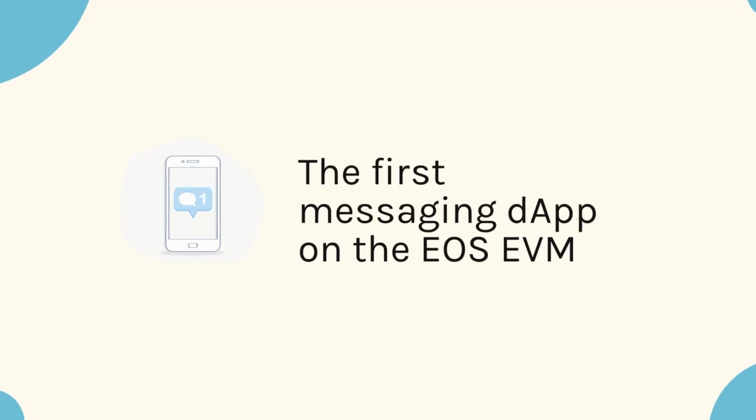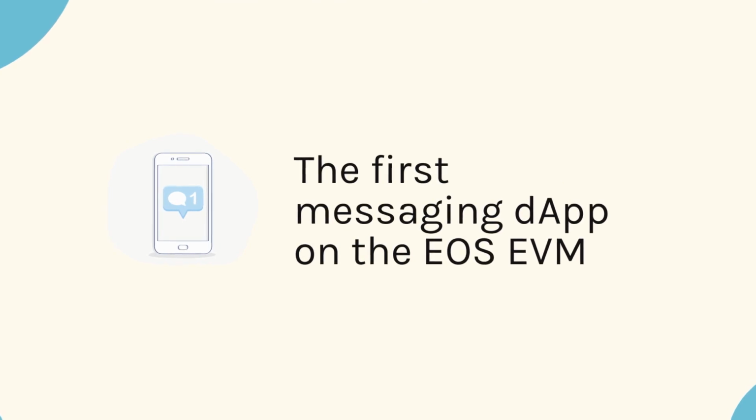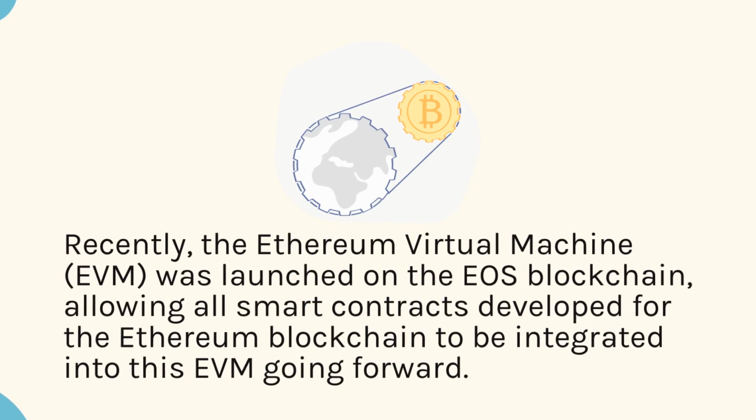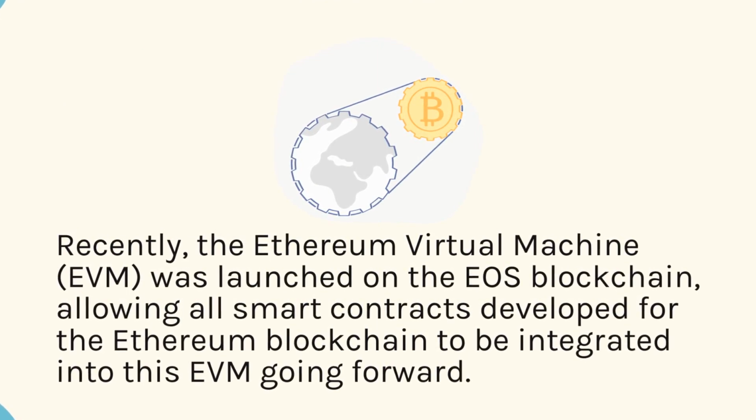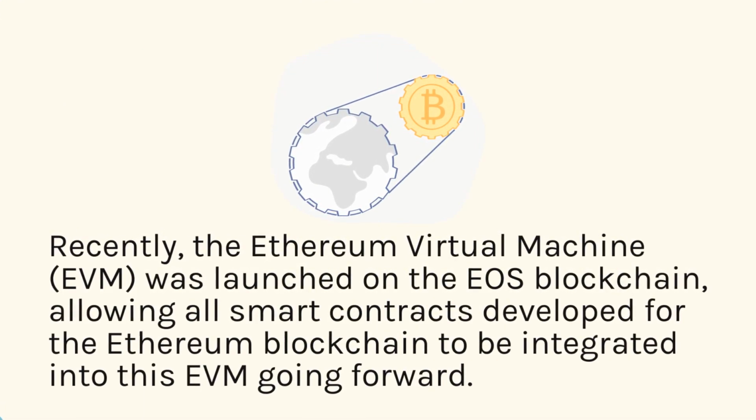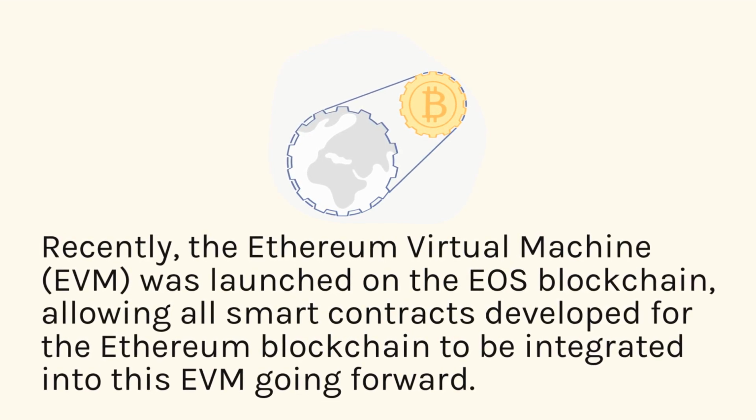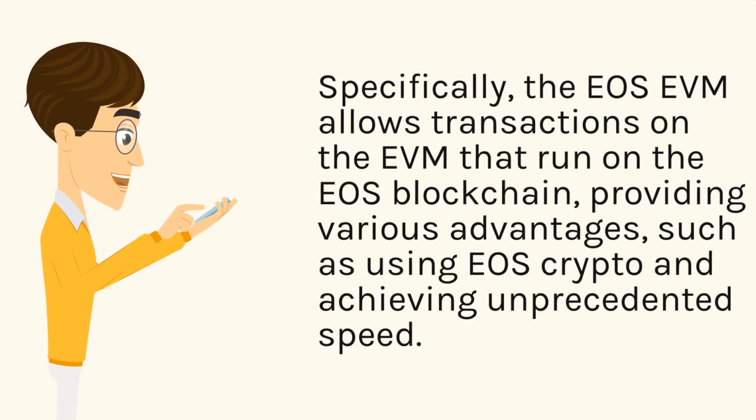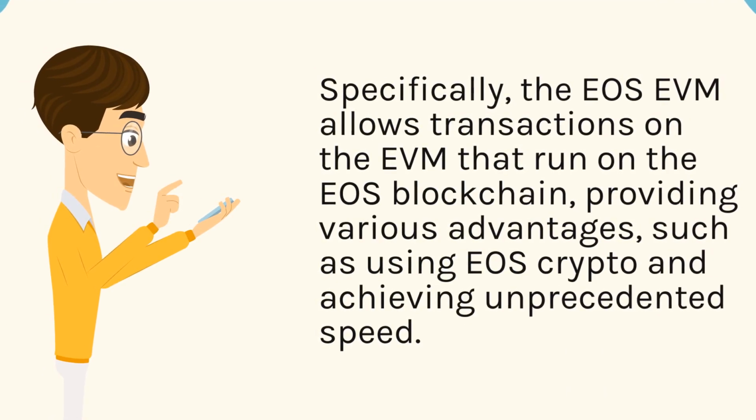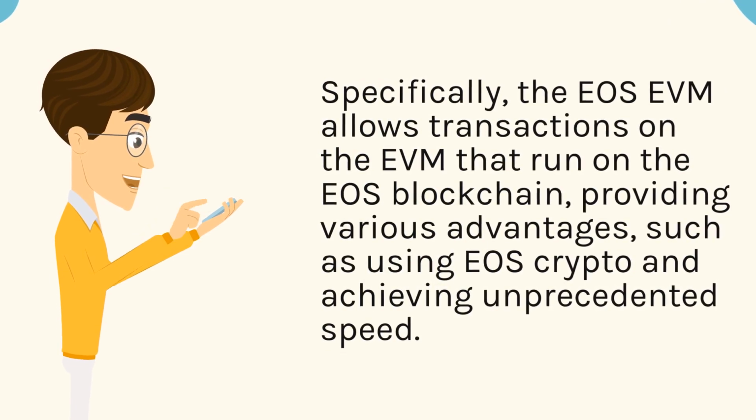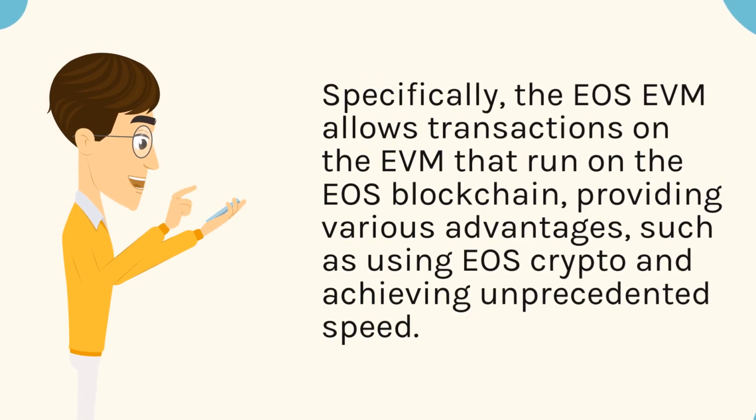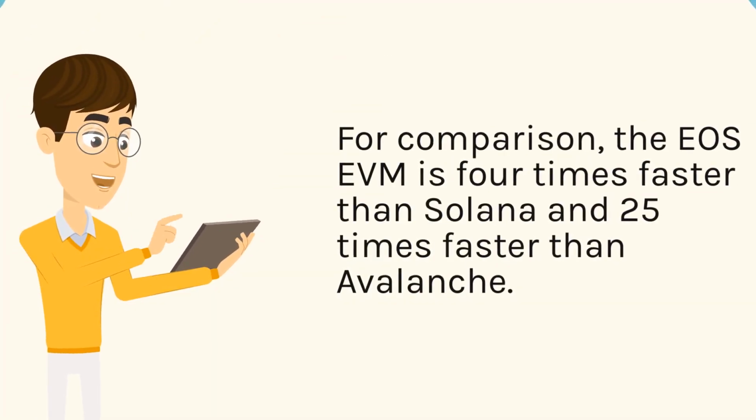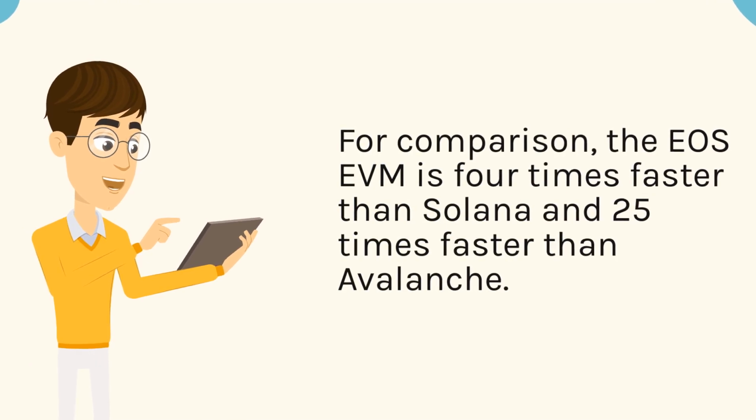The first messaging dApp on the EOS EVM. Recently, the Ethereum Virtual Machine, EVM, was launched on the EOS blockchain, allowing all smart contracts developed for the Ethereum blockchain to be integrated into this EVM going forward. Specifically, the EOS EVM allows transactions on the EVM that run on the EOS blockchain, providing various advantages, such as using EOS crypto and achieving unprecedented speed. For comparison, the EOS EVM is 4 times faster than Solana and 25 times faster than Avalanche.